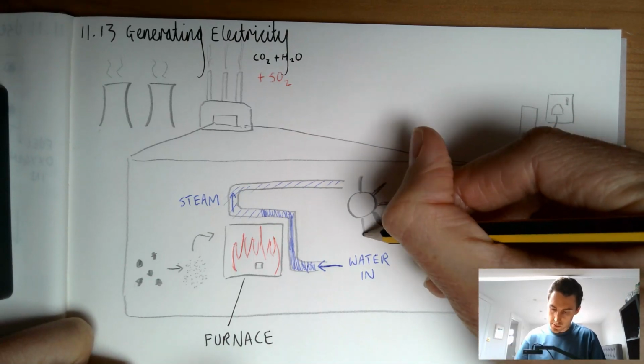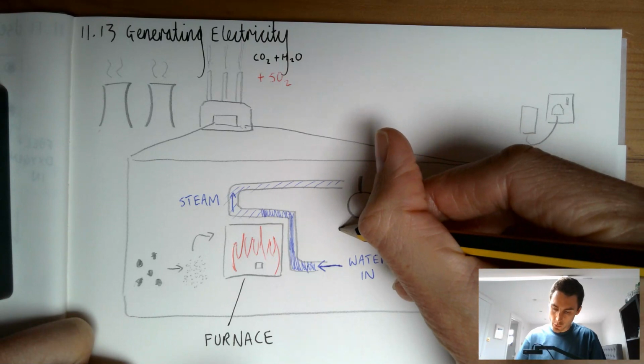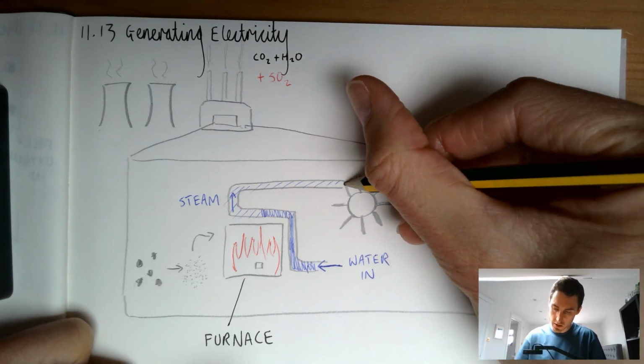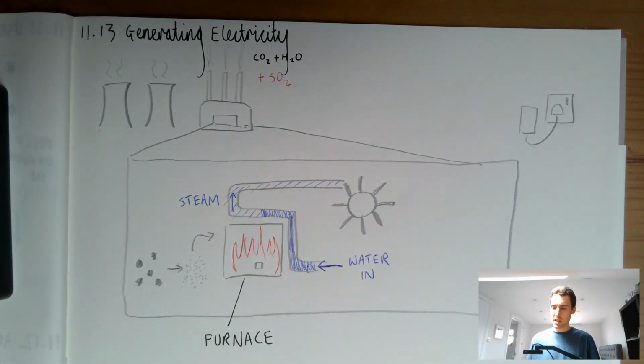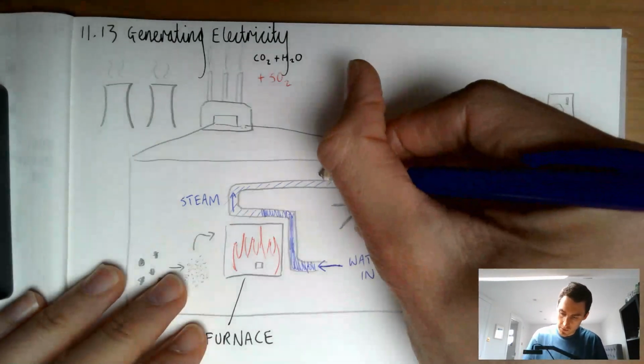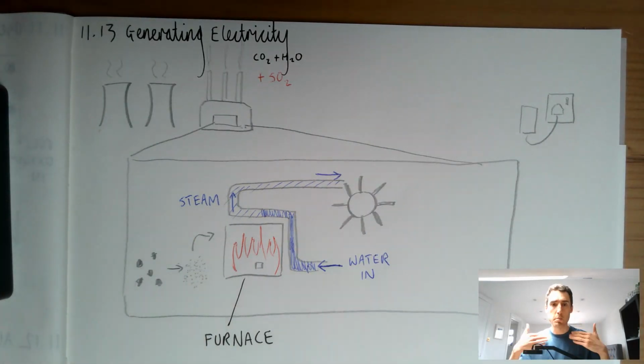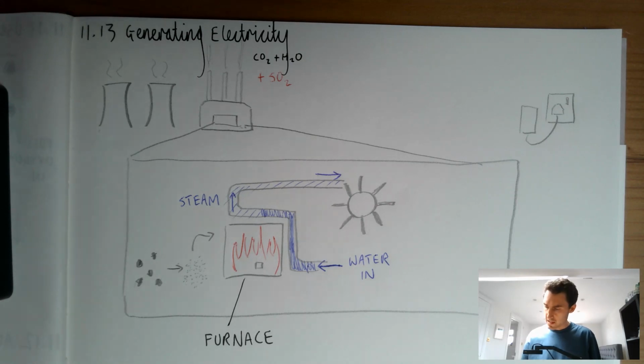The turbine is a bit like a water wheel or a windmill, something like that. So obviously wind turbines are a good example of this as well. But it's just something that gets turned by the steam. So this steam is moving with lots of kinetic energy. It's at quite high pressure because it's being pumped in and then heated by the super hot fire from the coal. And it turns this turbine.